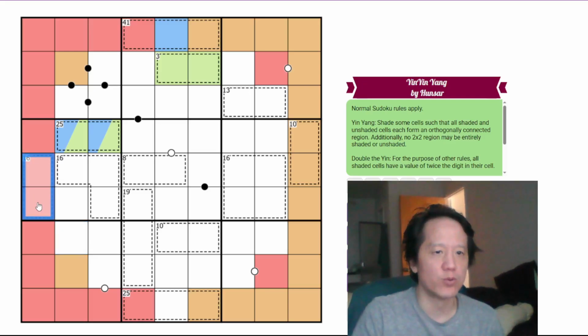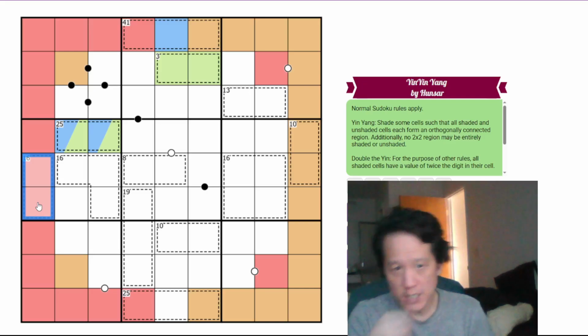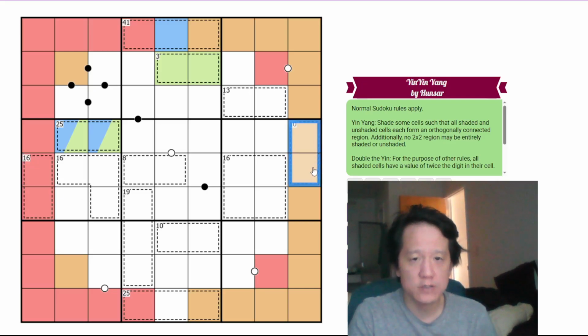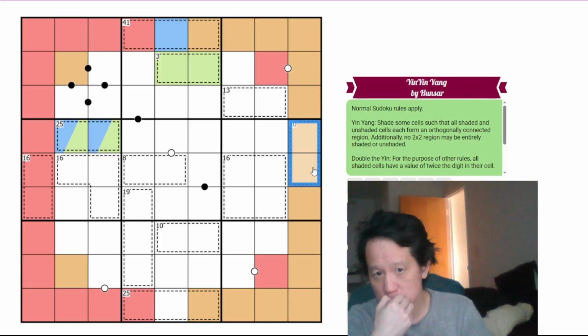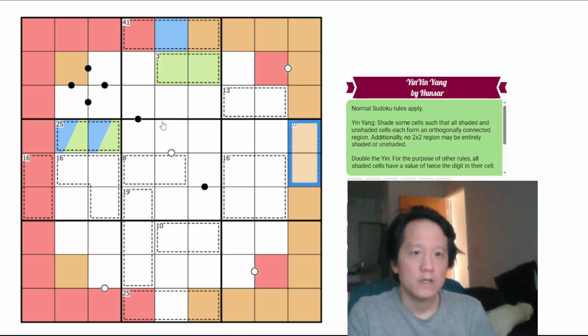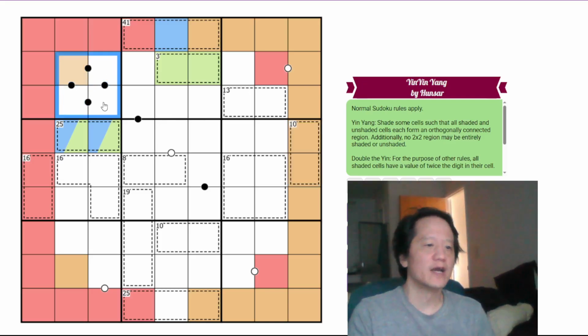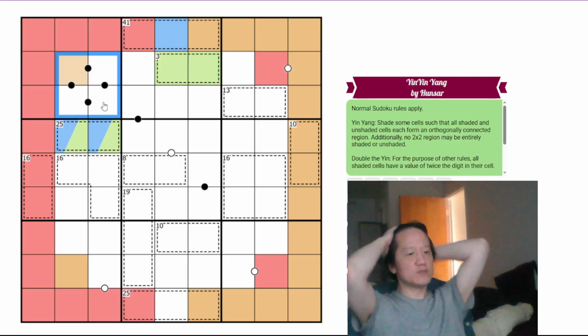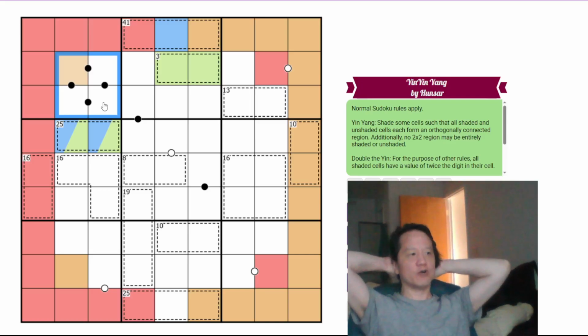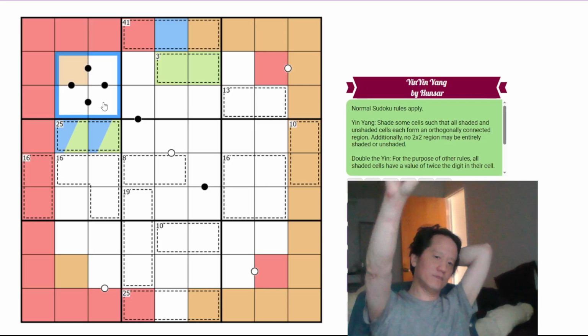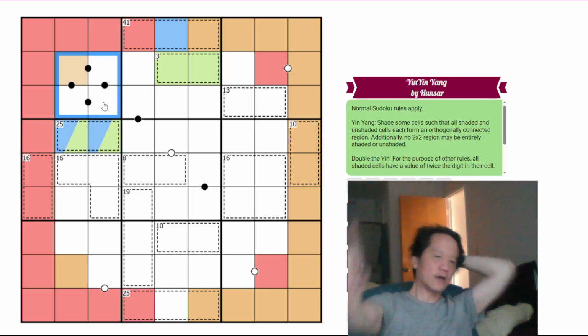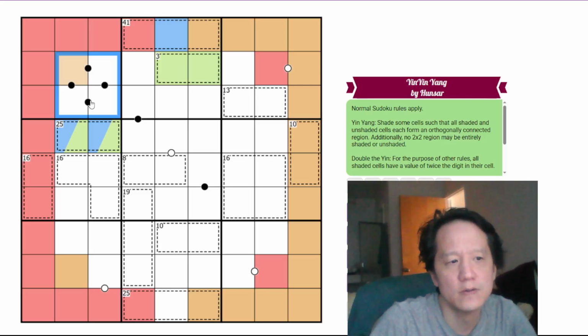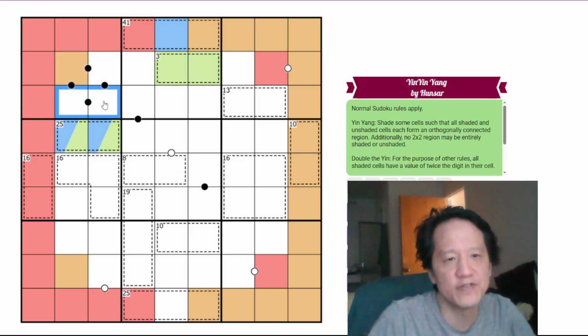So this is all red. This is all orange. This 2x2 area has to have at least one doubled value and at least one non-doubled value. How does that work, actually? I don't think you can have 3 doubled values, right?